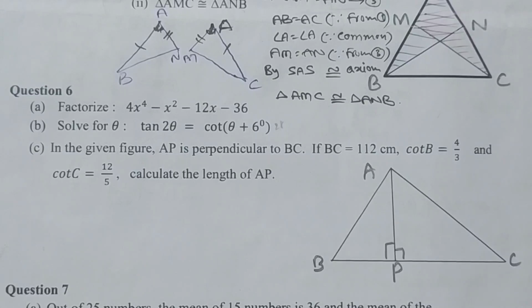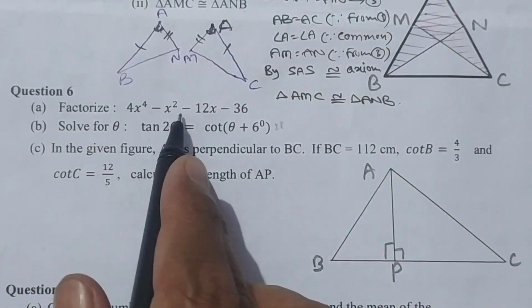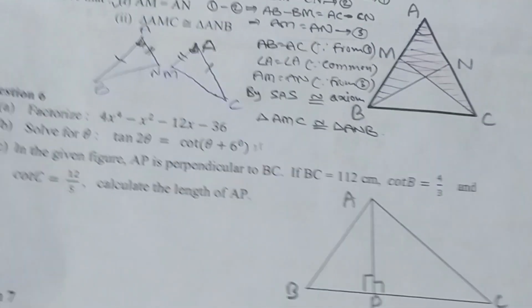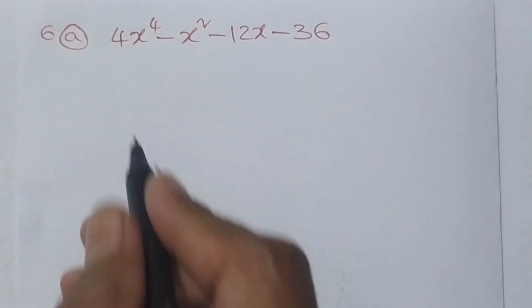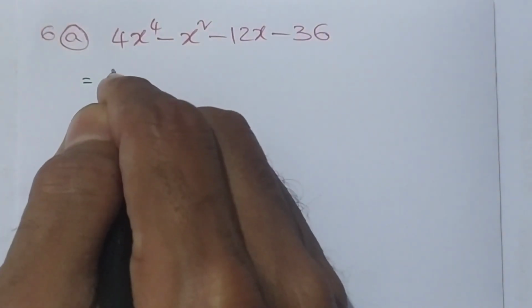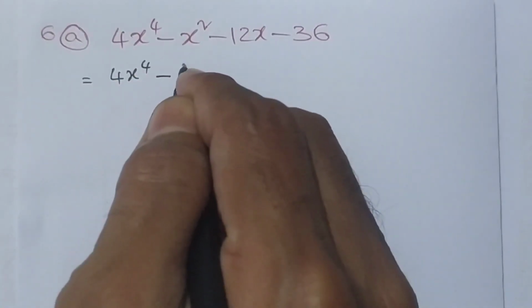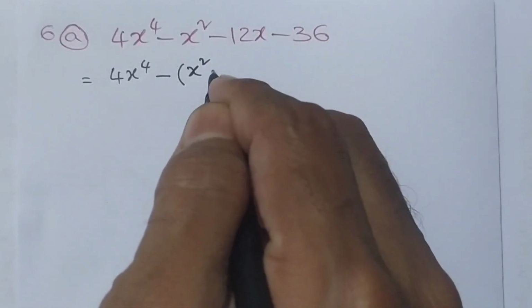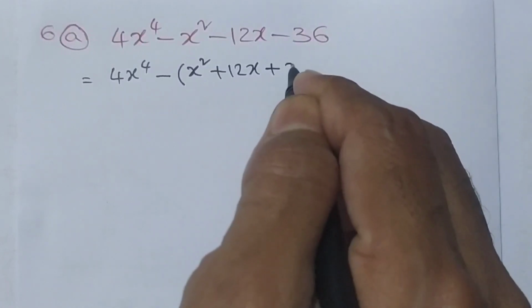Now we see question number 6. A bit factorize 4x power 4 minus x square minus 12x minus 36. Now here let us solve it on a separate sheet. Now here I am writing 4x power 4 as it is. Here I am taking minus common. So negative x square becomes positive x square. Negative 12x becomes positive 12x. Negative 36 becomes positive 36.